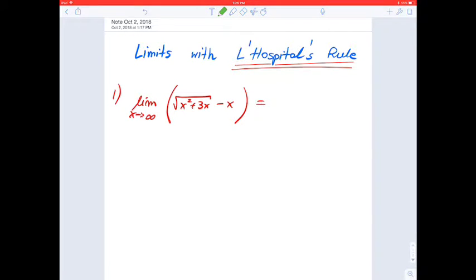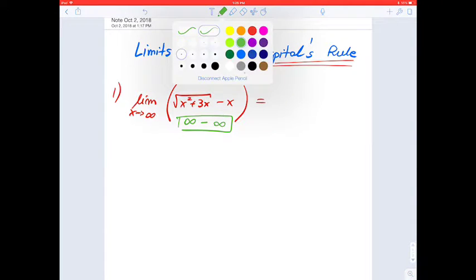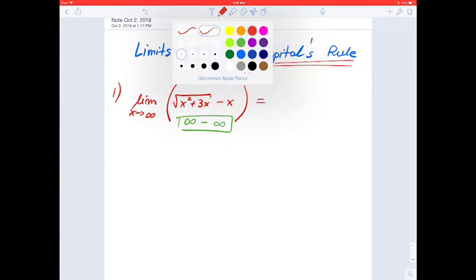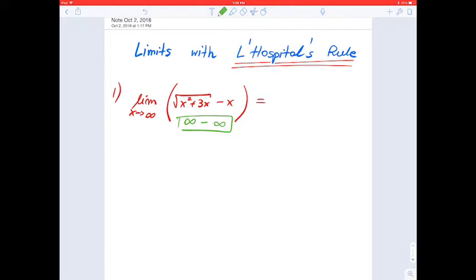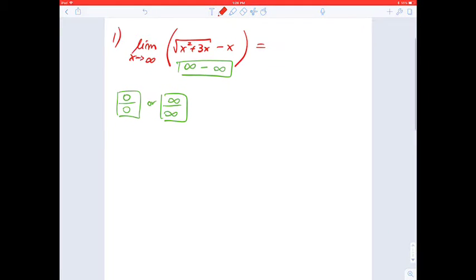We may notice that if x goes to infinity, the first function goes to infinity and the second function goes to infinity, and we do have a difference. Infinity minus infinity is an indeterminate form. However, it's not the form ready for applying L'Hopital's rule. We really need to see the form 0 over 0, the quotient form, or infinity over infinity. So now let's try to rewrite this expression and hopefully we can get one of these forms.